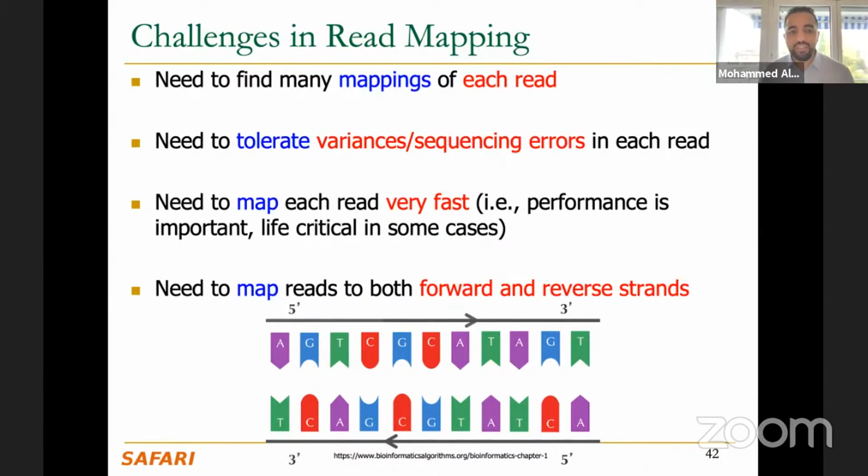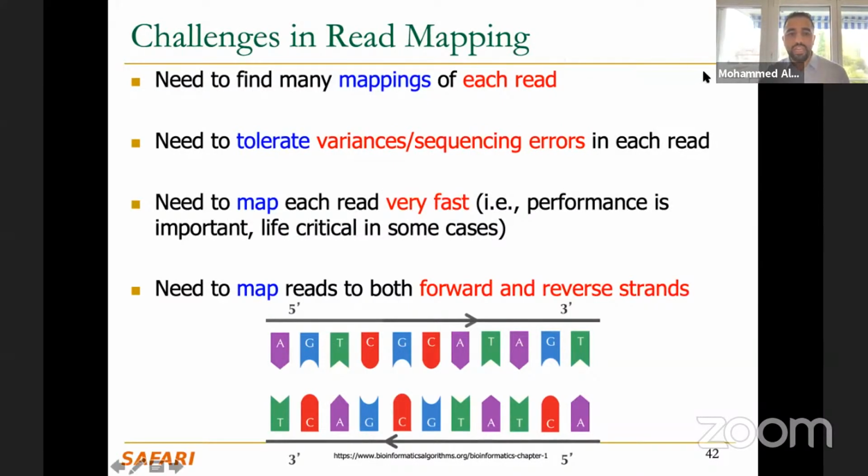The second challenge is that we still need to tolerate genetic variation plus sequencing errors, as I explained before. These two things are really important. As long as we are still using machines, we expect to have sequencing errors. And the goal of this work is to find genetic variation, so we still need to use the computationally expensive dynamic programming algorithm to correctly find the location of all this genetic variation.